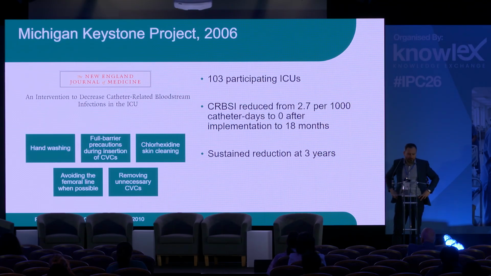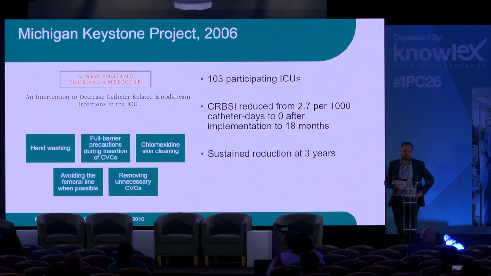To talk about this program, we need a bit of a history lesson. Many of you will be familiar with the Michigan Keystone Project from 2006. It was a hugely influential piece of work carried out by Peter Pronovost, and it was a quality improvement program that aimed to reduce the rates of central line associated bloodstream infections.